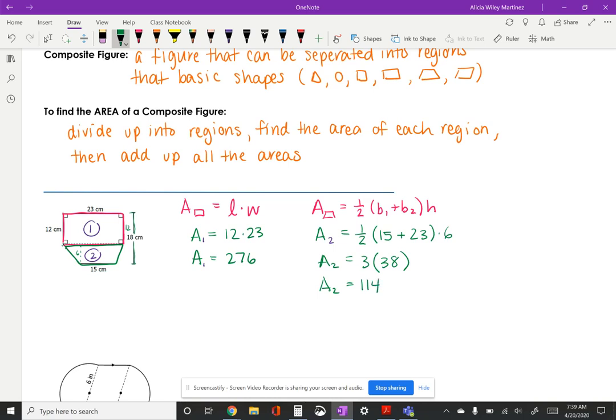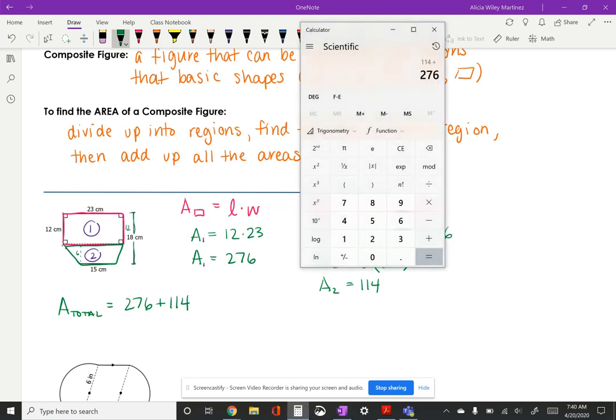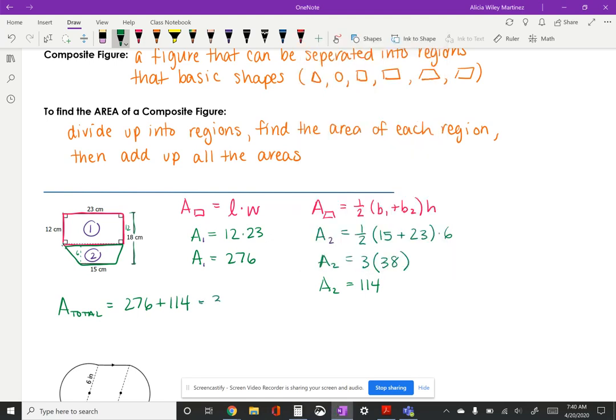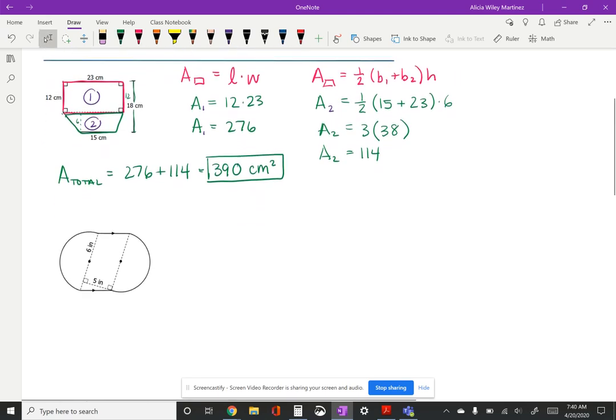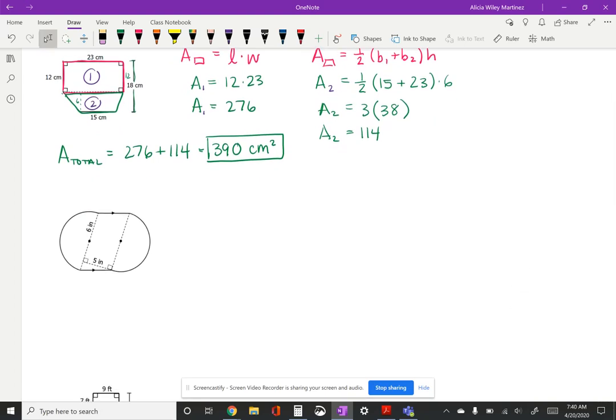So then what you're going to do is take those two areas and add them together. So the total area is going to be 276 plus 114, so 390. And since it is area, it's always units squared. So that's your final answer. It's pretty easy once you figure out how to break the shape up and talk about what kind of shape it is. It's pretty easy to do these problems.